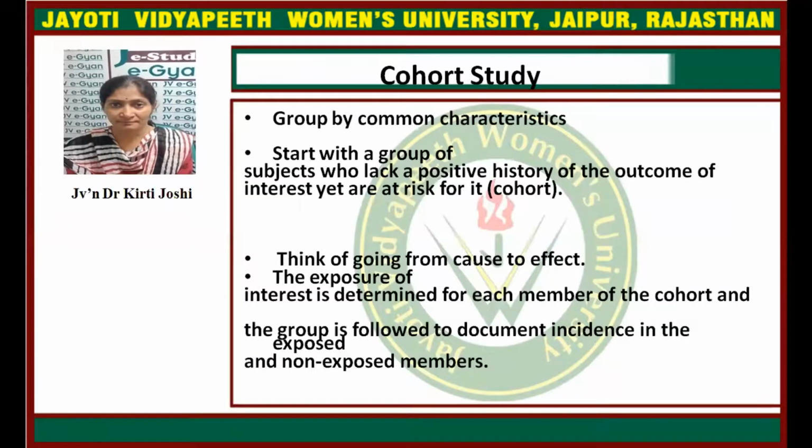Group by common characteristics. Start with a group of subjects who lack a positive history of the outcome of interest yet are at risk of it, a cohort. Think of going from cause to effect. The exposure of interest is determined for each member of the cohort, and the group is followed to document incidence in the exposed and unexposed members.